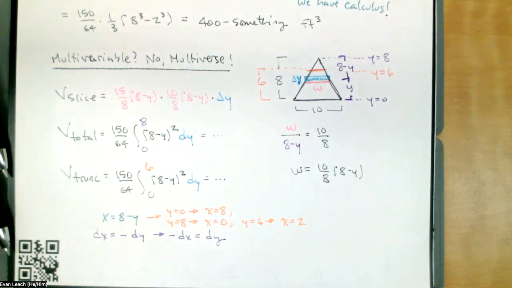So there's a substitution for the second one. It just goes right into the first one. Remember, you have to change your dy into a negative dx. That's going to put the 0 to 8 as 8 to 0, but the negative will change the order in which we integrate.